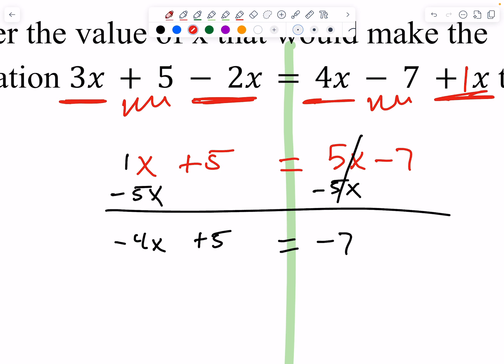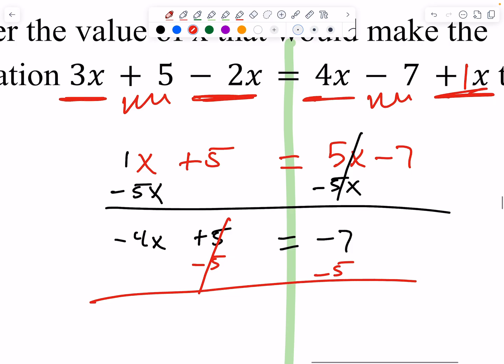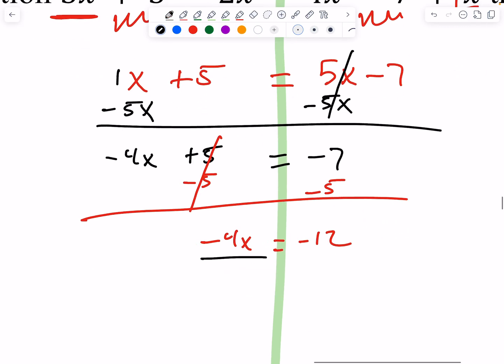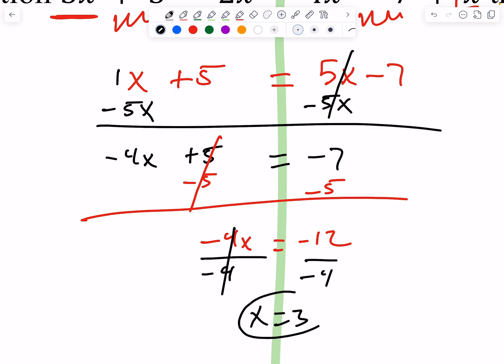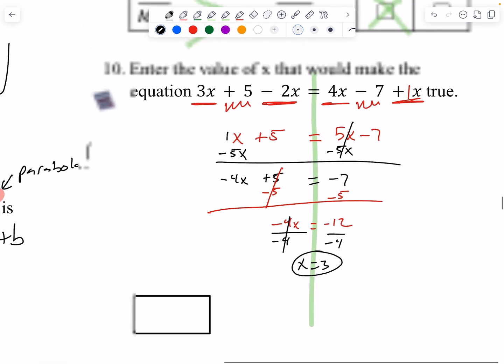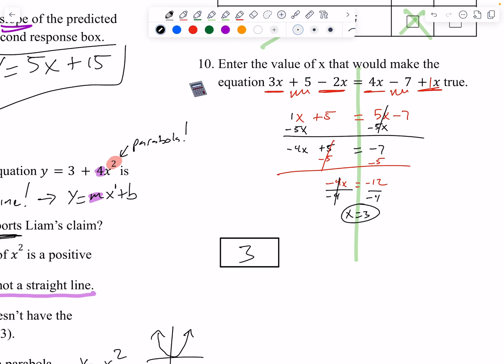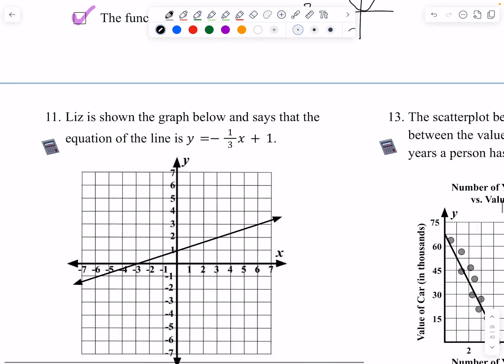Now what do I do? I got to subtract the 5, subtract the 5. These go away. And I have negative 4x equals negative 12. And what's my last step? My last step is to divide by negative 4, divide by negative 4, and I get x equals 3. Is that all I wanted? Enter the value of x. Yes, x equals 3.